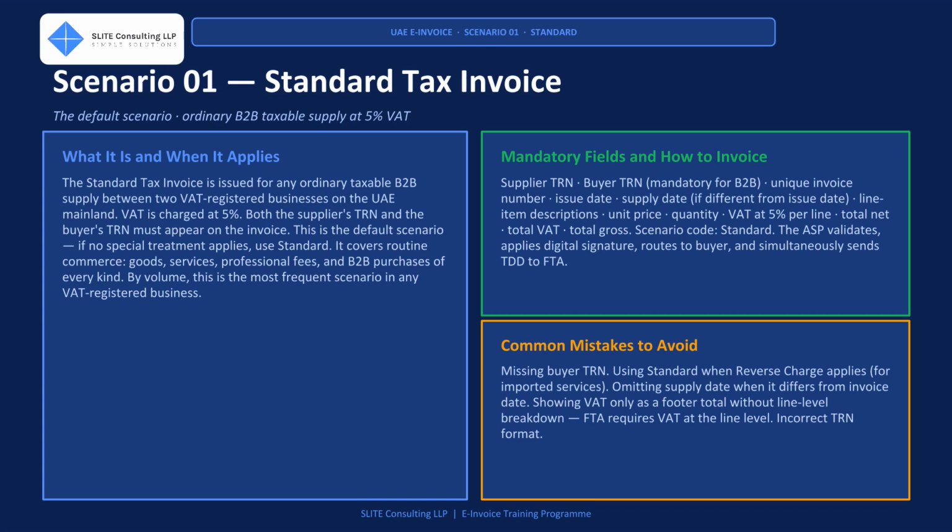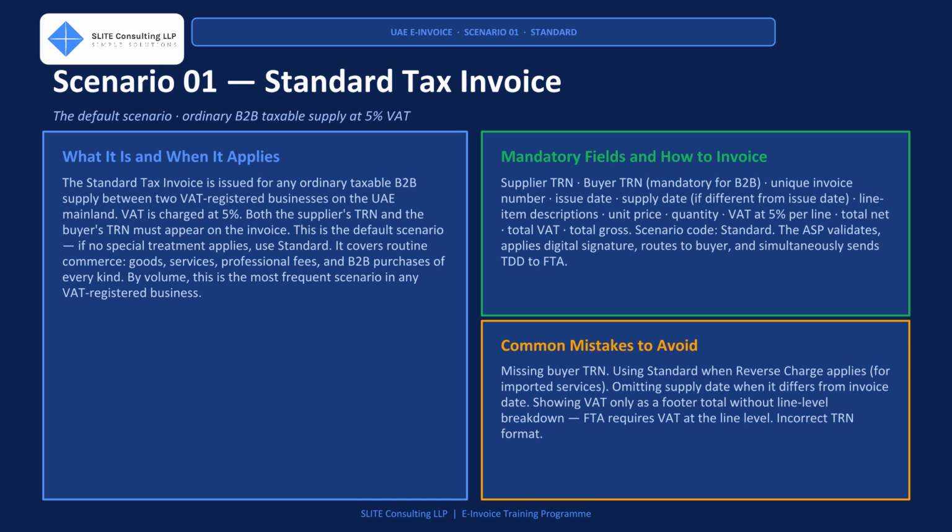The mandatory fields are unambiguous. Both TRNs, a unique invoice number, issue date, supply date if it differs, line item descriptions, unit price, quantity, VAT at 5% per line, and totals. The ASP handles validation, digital signing, routing to the buyer, and simultaneous tax data dispatched to the FTA.